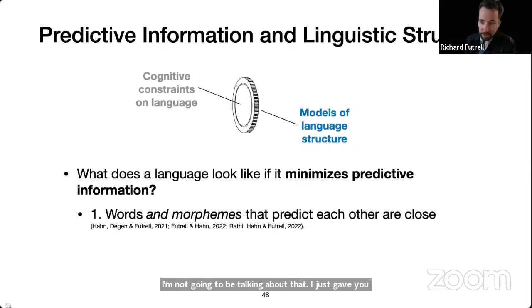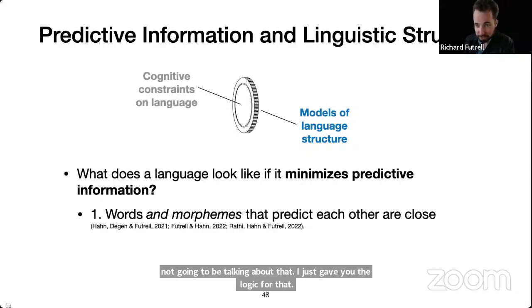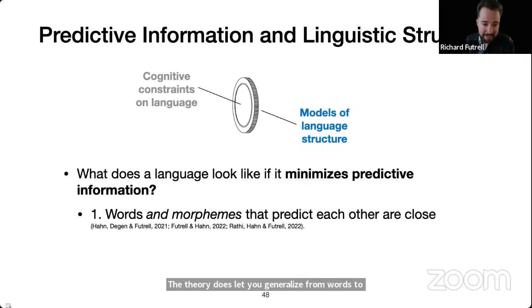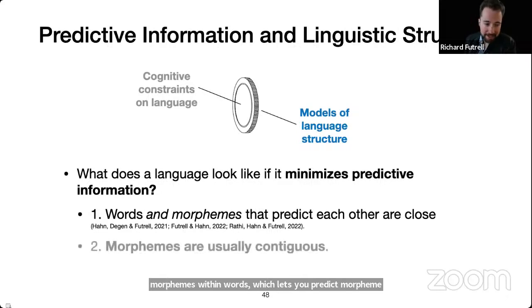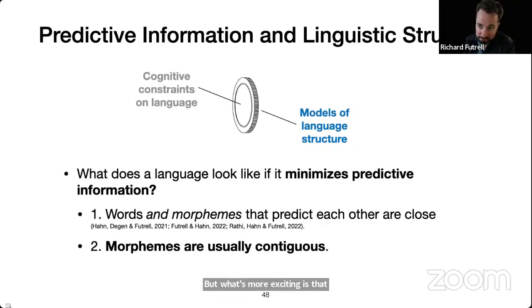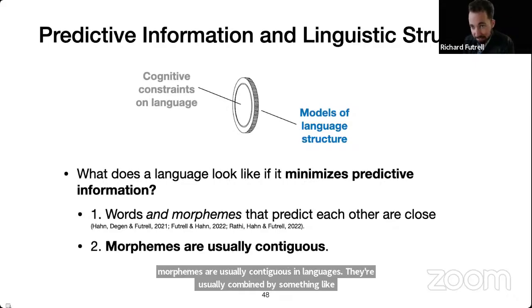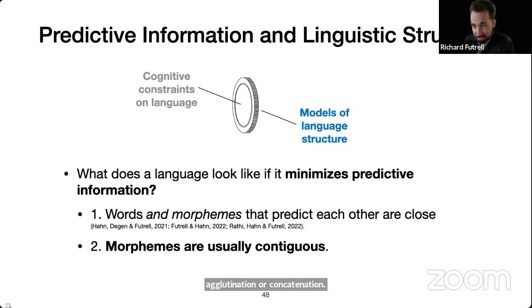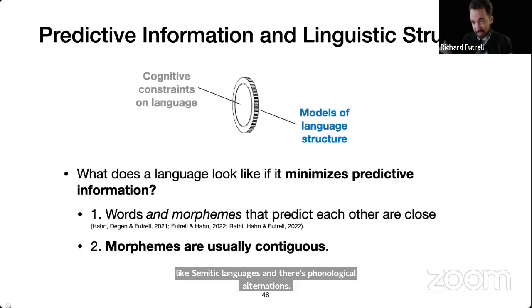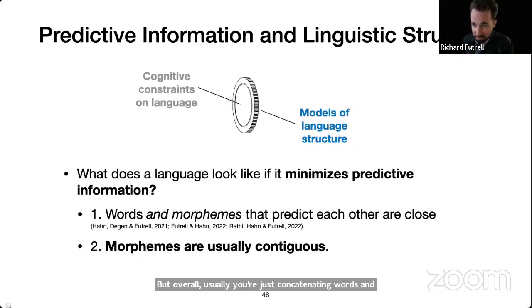The theory does let you generalize from words to morphemes within words, which lets you predict morpheme order, which is nice. But what's more exciting is that you can predict actually something much more basic, which is that morphemes are usually contiguous in languages. They're usually combined by something like agglutination or concatenation. There are, of course, non-concatenative processes in Semitic languages, and there's phonological alternations. But overall, usually you're just concatenating words and morphemes together, maybe with some alternations around the boundaries.